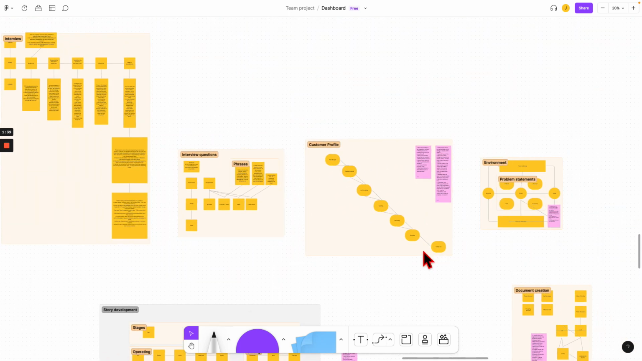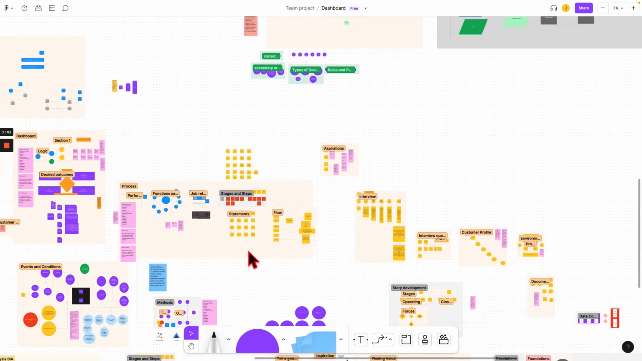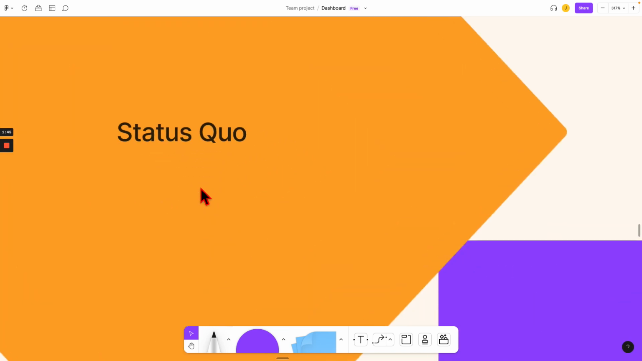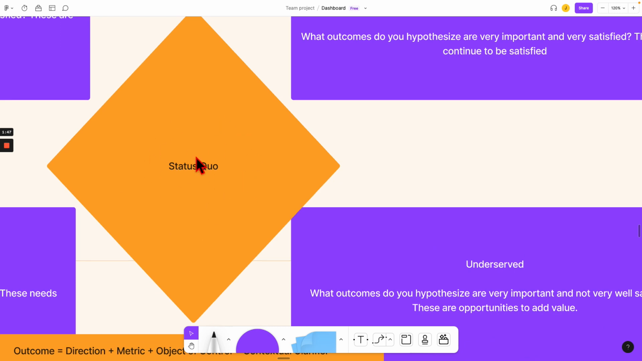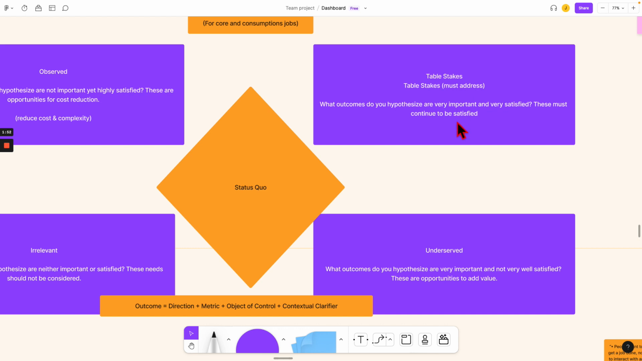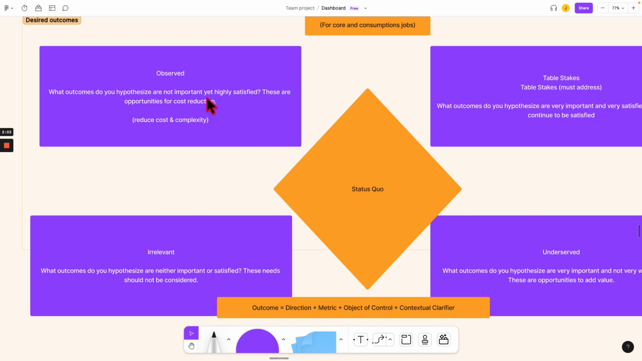But we have to understand more about our market. So how do we understand what desired outcomes that we want, right? And how do we change out of the status quo? Well, we need to understand what the table stakes are, right? What outcomes do you hypothesize are important? We need to identify the underserved, right? These are opportunities to add value. We need to understand where we can reduce cost and complexity, and what things are irrelevant to our process.